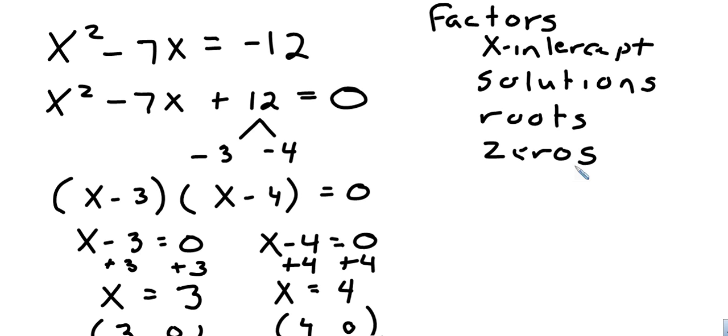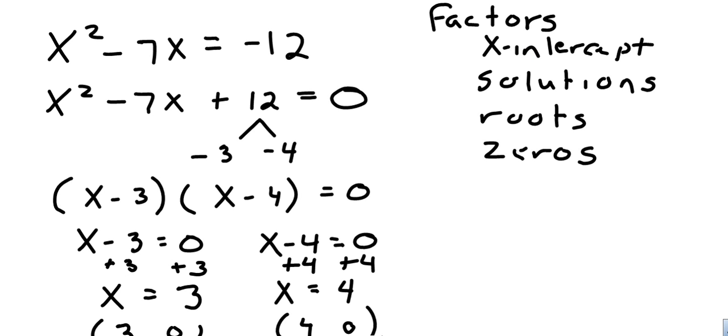But usually we'll say that x equals 3, x equals 4 are the solutions or roots or zeros of my function. If I write it as an ordered pair (3, 0), (4, 0), we will call it the x-intercept. And these x minus 3, x minus 4 are the factors of my quadratic. All right, so these give me the x-intercepts of my function.